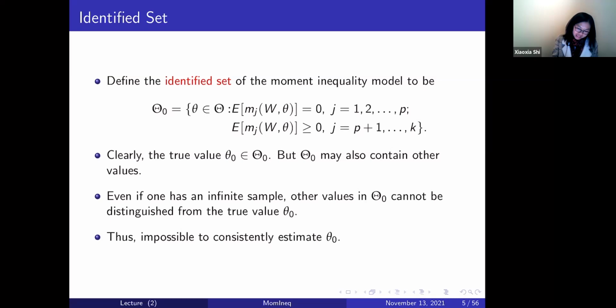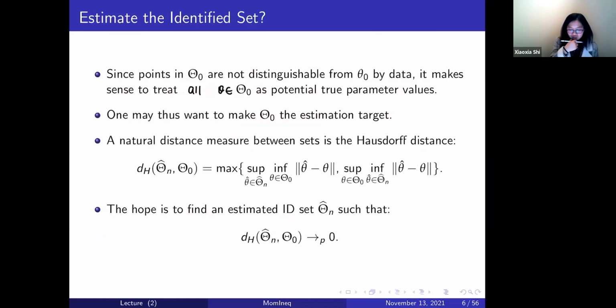That means even if you have an infinite sample, that is, even if you have perfect knowledge of the population moment function, you still cannot uniquely pin down theta naught. You cannot distinguish theta naught from other elements of the identified set. Therefore, it's impossible to consistently estimate theta naught, because even with an infinite amount of data, you cannot pin down the true value. So consistent estimation of the true value is not possible.